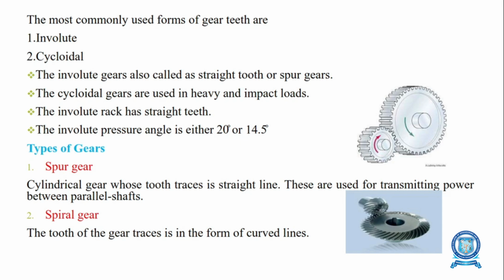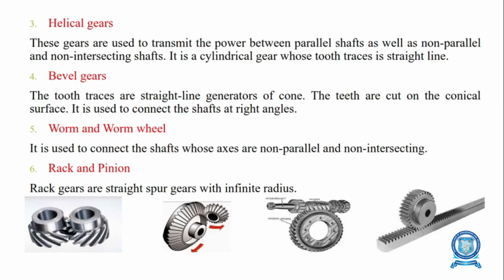What is meant by a spiral gear? Here the tooth of the gear traces in the form of curved lines. The next one is helical gears. These gears are used to transmit power between parallel shafts as well as non-parallel and non-intersecting shafts. It is a cylindrical gear whose tooth traces are in a straight line. So this is the helical gear.